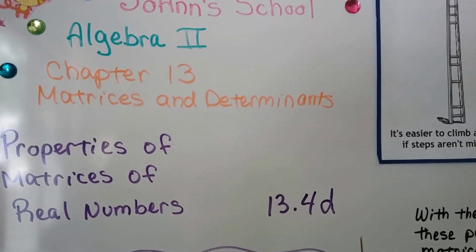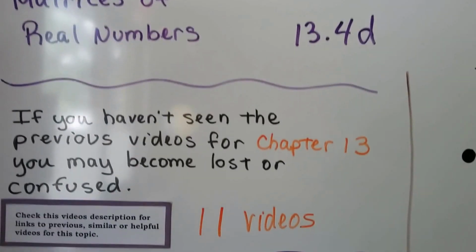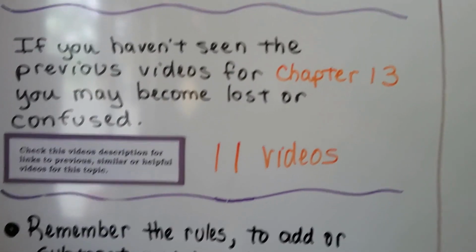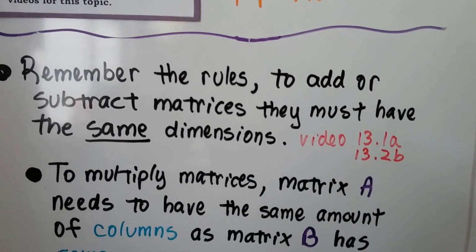Properties of matrices of real numbers. We're at 13.4D with 11 previous videos for this chapter that are linked in the description if you need to go back. So remember the rules to add or subtract matrices.